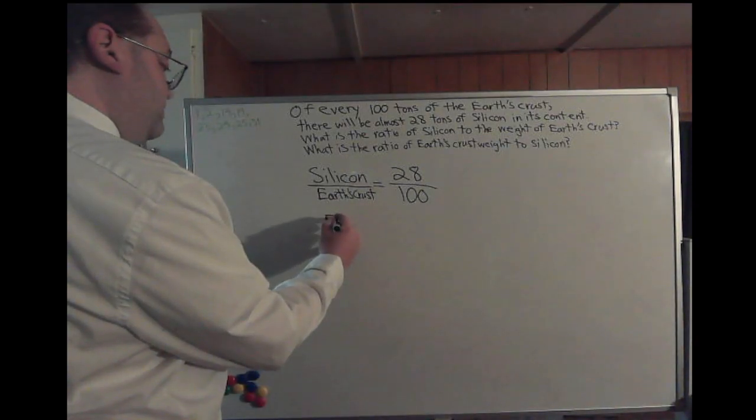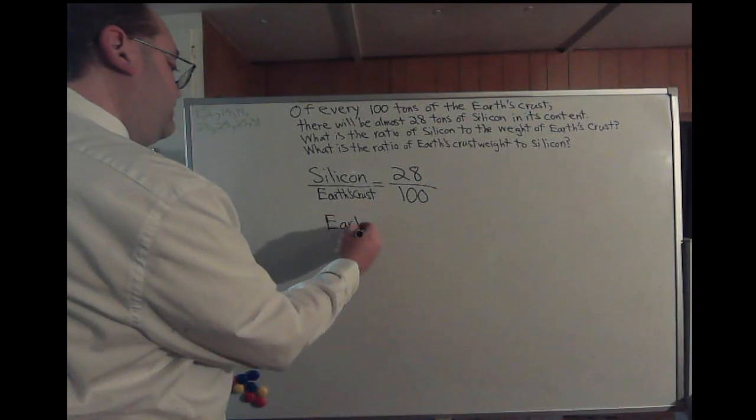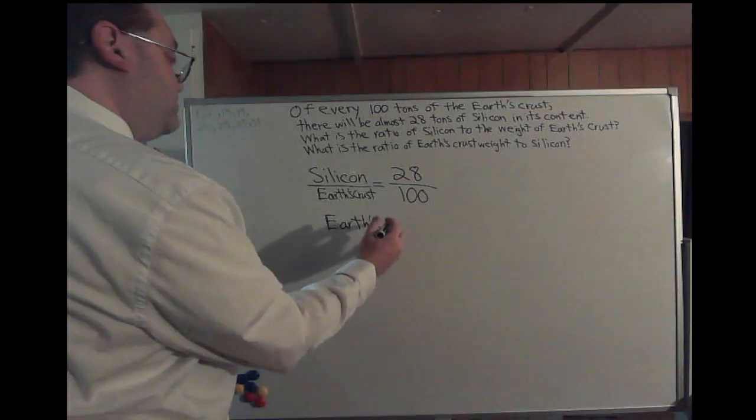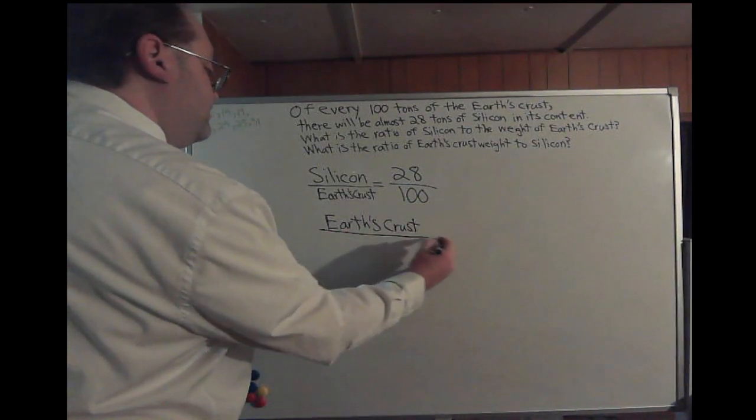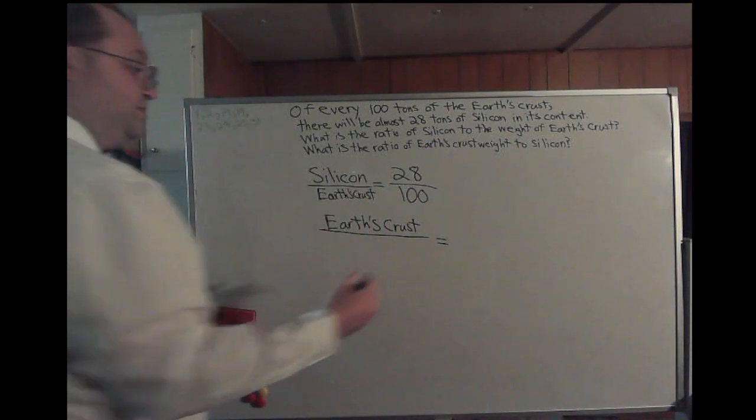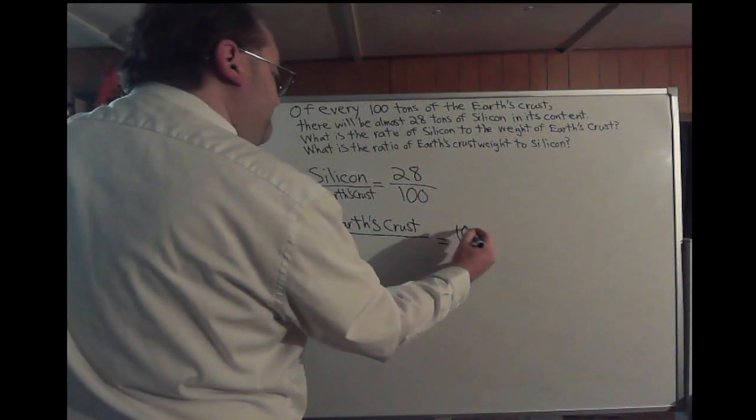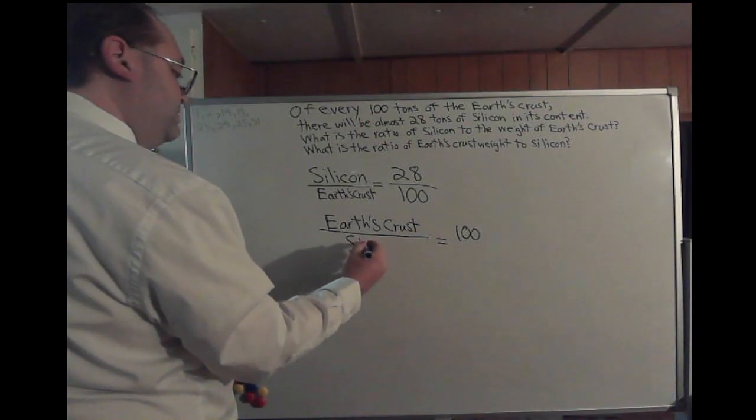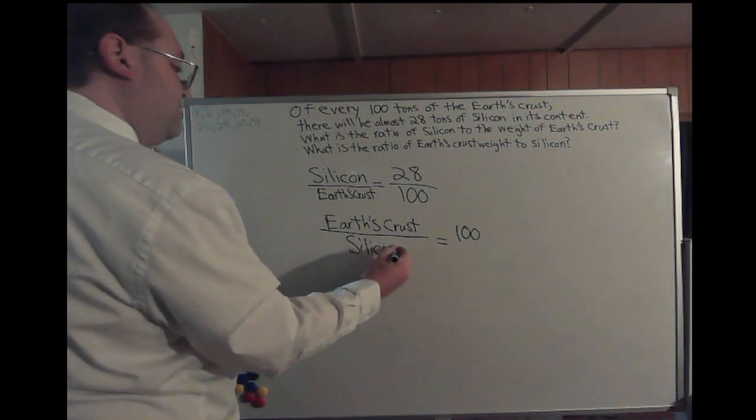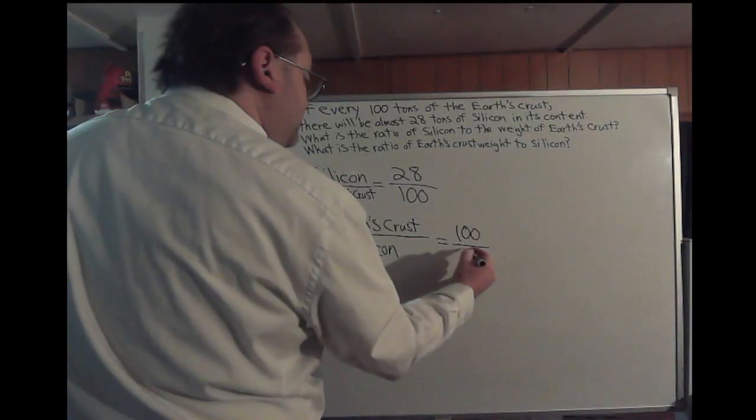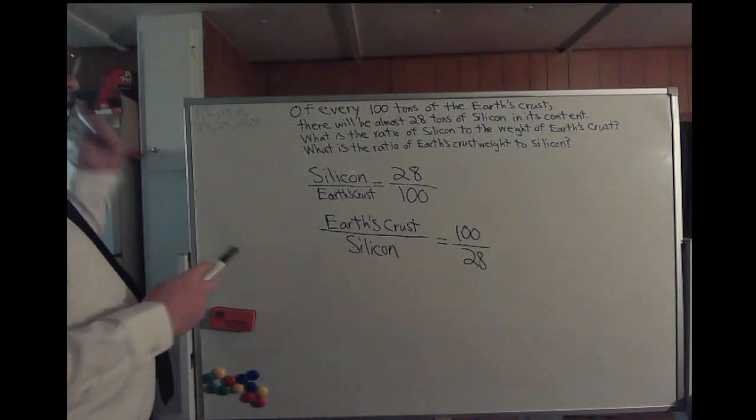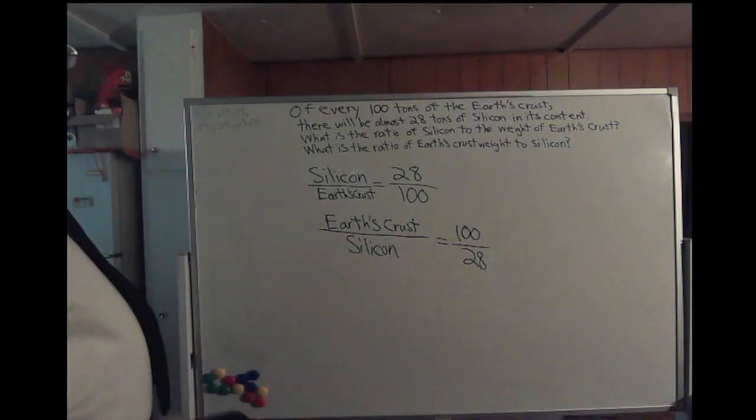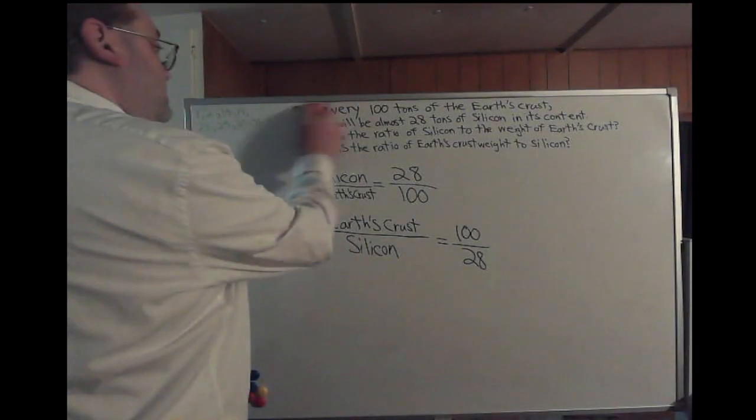Now, if you want to do it in reverse, because they ask what is the ratio of Earth's crust weight to silicon, it'll be Earth's crust first. So the first thing they're asking this time is Earth's crust, which would be 100. It would be the ratio of Earth's crust to silicon. Silicon would be the denominator this time. That would be 28. So it would be 100 to 28. As you see, ratios are just comparing two quantities in a fraction form. That's all it is. Not much to it.